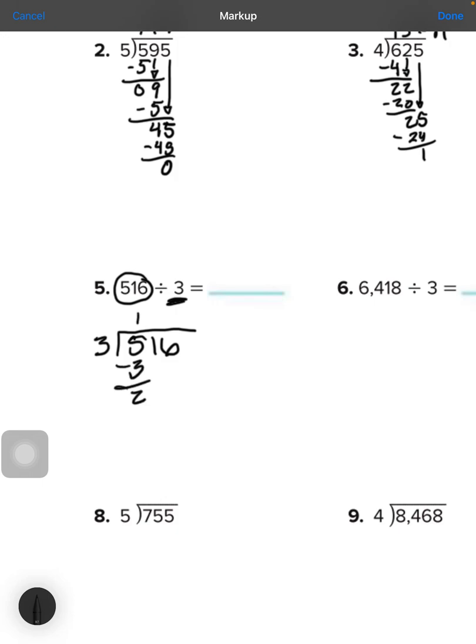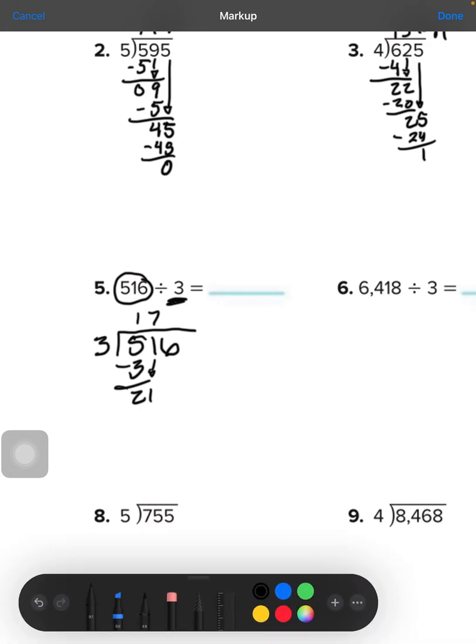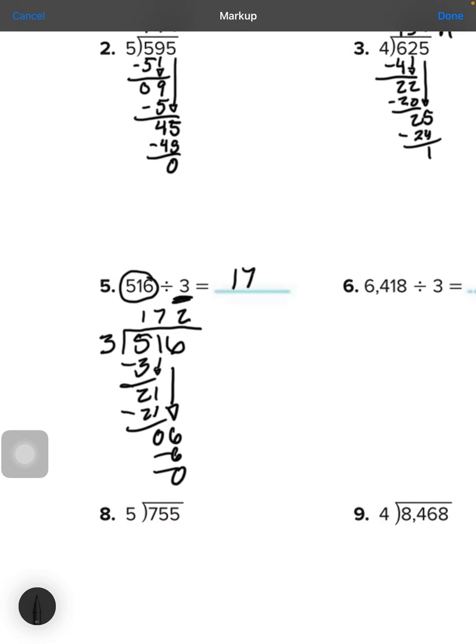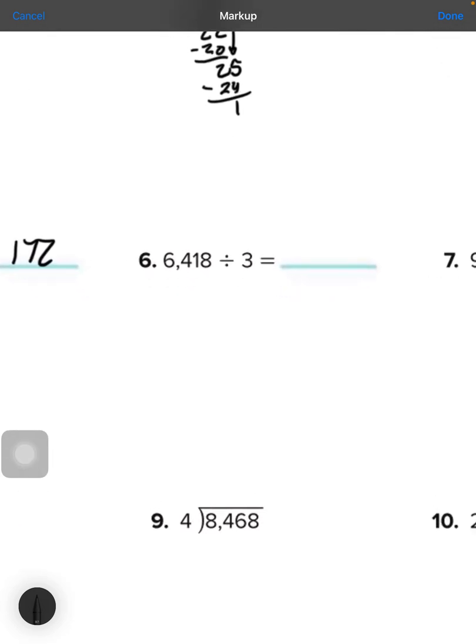1 times 3 is 3. 5 minus 3 is 2. Bring down the 1. 3 will go into 21 7 times. 7 times 3 is 21. Bring down the 6. 3 will go into 6 twice. Very good. 172.